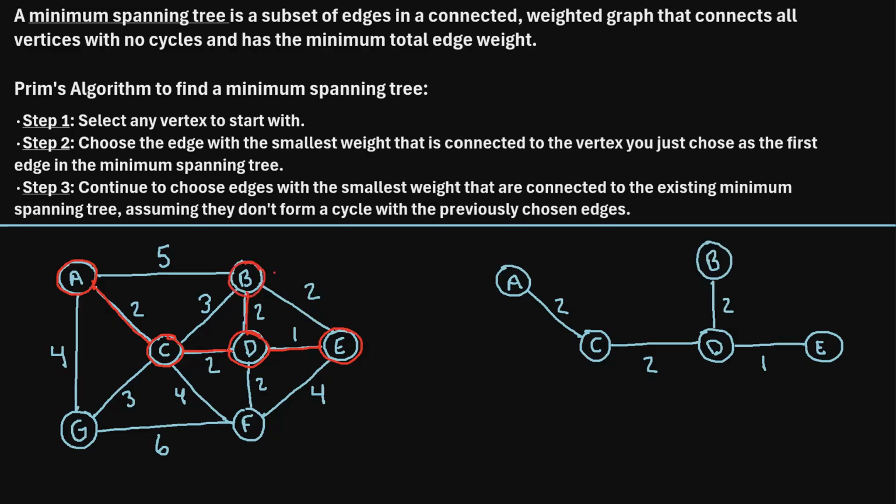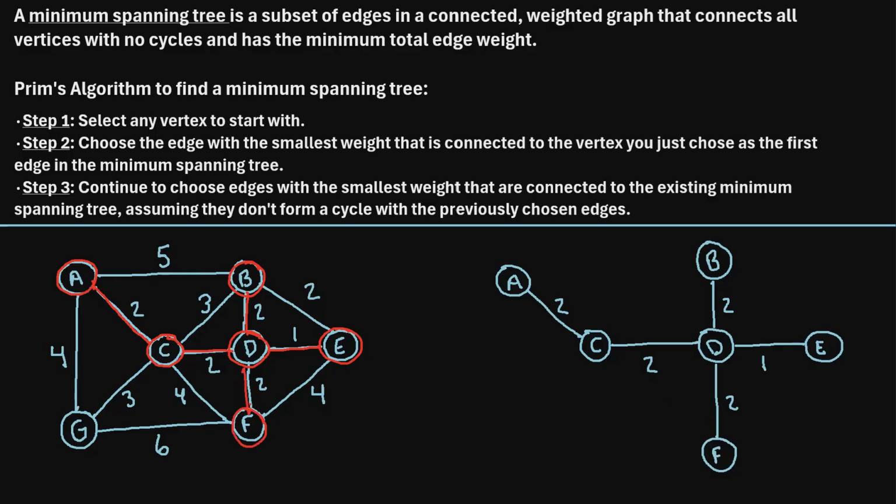Now what would the next smallest edge be that we could add? Well, again, we have an edge right here with a weight of 2, and another edge right here with a weight of 2. But what we'll notice is that if we add this edge right here, we would create a cycle right here between these 3 vertices, which is not allowed in a minimum spanning tree. So we cannot add this edge to our minimum spanning tree. So that means we must choose this edge. So let's go ahead and add that to our tree. Okay, so we went ahead and added that edge.